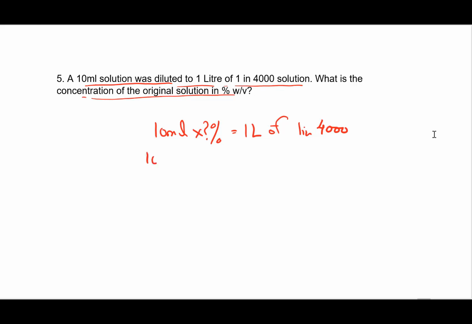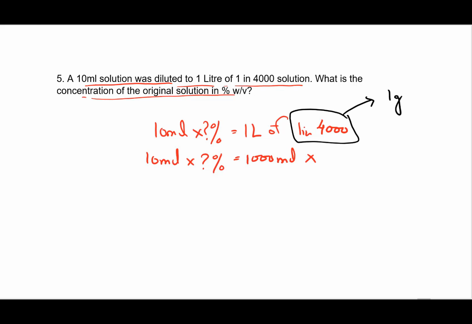So that would be 10 mils. Percentage strength I have to find out of the original solution. Let's convert this 1 liter into 1000 mils. And for 1 in 4000, let's find out what it is in percentage. 1 in 4000 means 1 gram in 4000 mils. I'm trying to convert this into percentage, and remember that percentage is out of 100 mils.